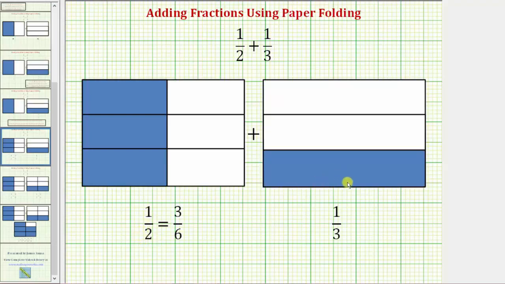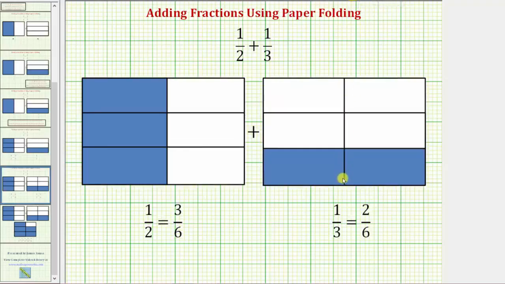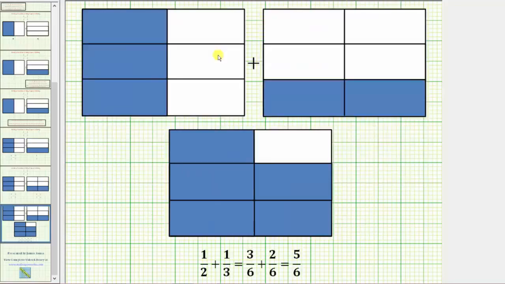And now using the model for 1/3, we'll make one fold vertically, just like we did to model the fraction 1/2. So we make a fold here, and notice how this shows us that 1/3 is equivalent to 2/6. Also notice how now all of the pieces are the same size, and therefore we can combine the two amounts and determine how much we have. Notice that 3/6 plus 2/6 is equal to 5/6.